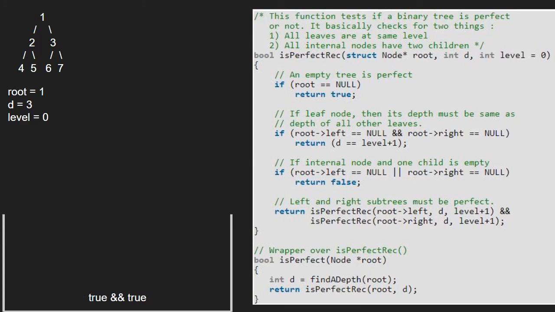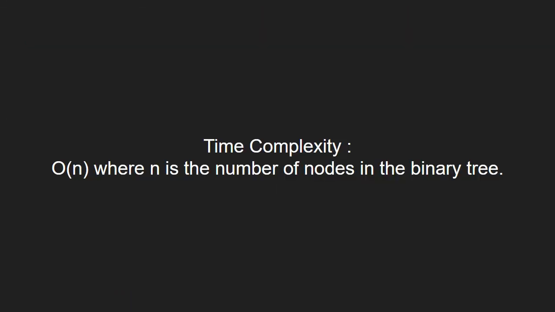Now let us have a look at the time complexity of the program. This code will run in big O of n complexity, where n is the number of nodes in the binary tree. With this, we come to an end of this tutorial.